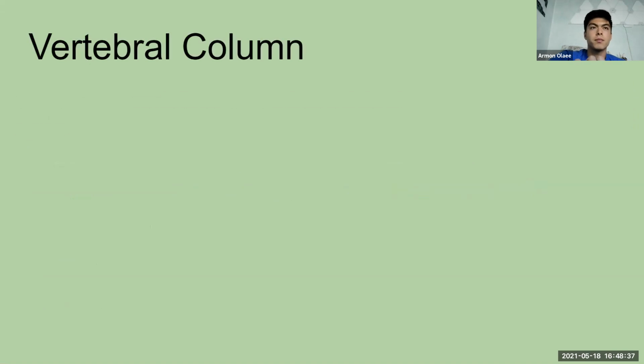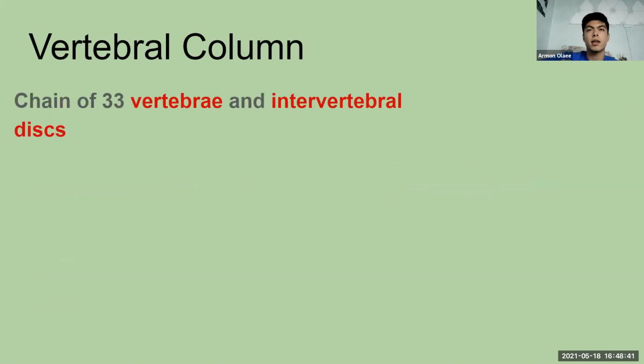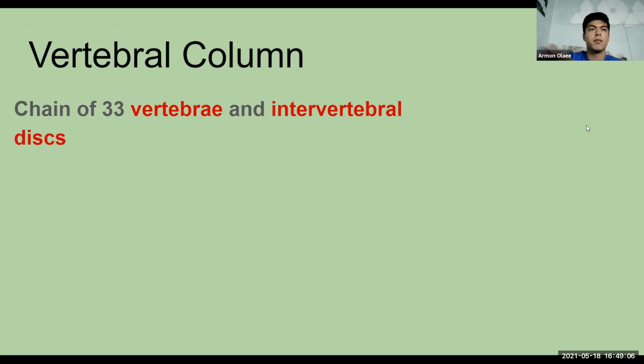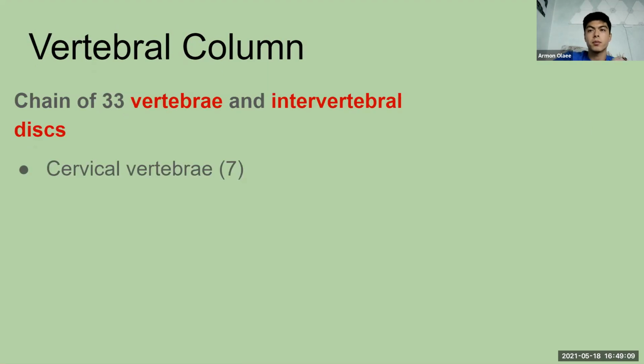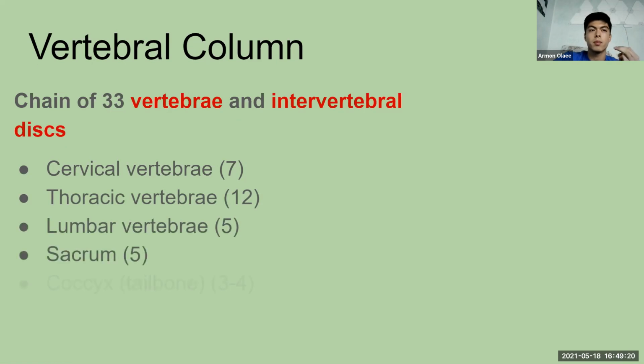Next is your vertebral column, which is a chain of 33 vertebrae and intervertebral disc. And the vertebral column is separated into 5 different sections. Does anybody know what the names of them are? Very good. Yes. It is the cervical vertebrae, which has 7 vertebrae within it, thoracic vertebrae, which has 12, lumbar, which has 5, and then your sacrum, which has 5 as well, and your coccyx, also known as your tailbone, which ranges about 3 to 4. Sometimes it has 5, but not that often.